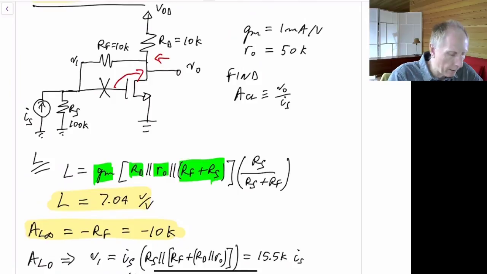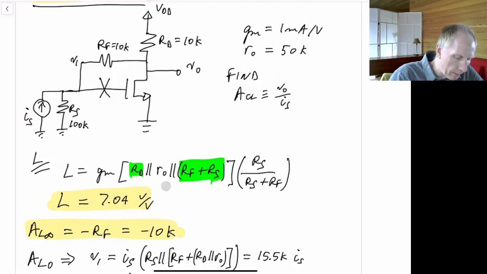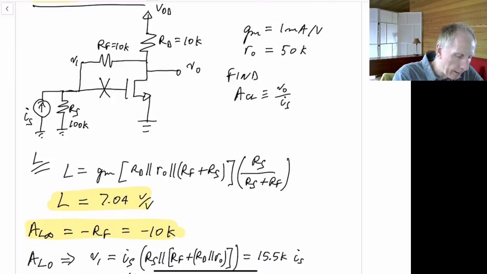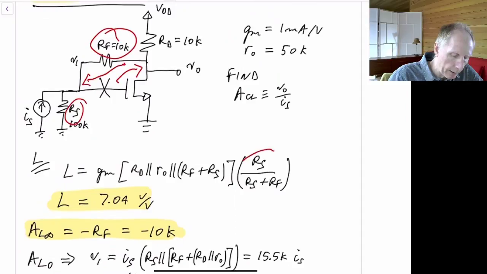And that would also be in parallel with Z1, if we included it. Then this RS here would become RS in parallel with Z1. But because Z1 goes to infinity, we didn't need to worry about it in this case. So that's the gain from here to here. The gain going now from the V out to this node is just a resistor divider between RS and RF. So we have multiplied by this value here.